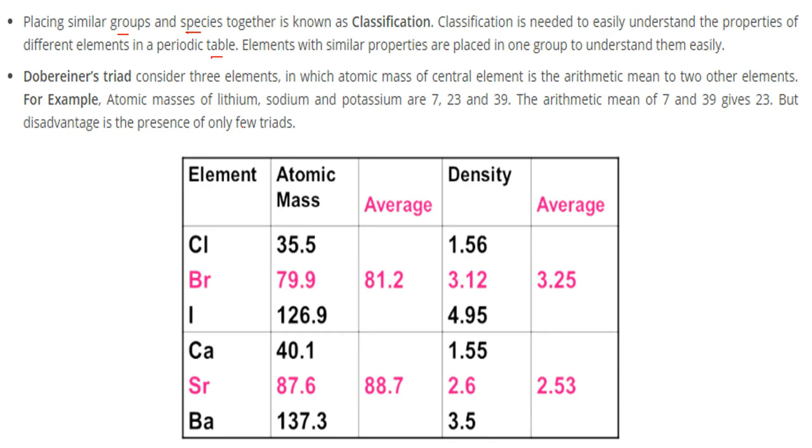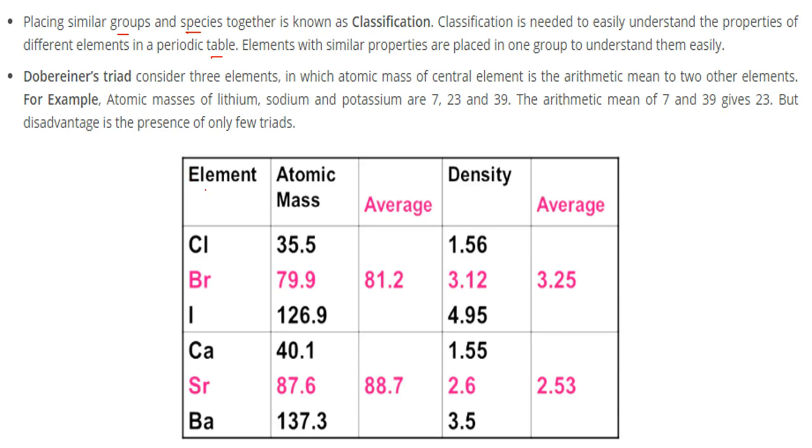So table means the rows and columns form to represent something. Elements with similar properties are placed in one group to understand them easily. So various scientists, various physicists, tried to give their best in order to make a table or to classify the elements.